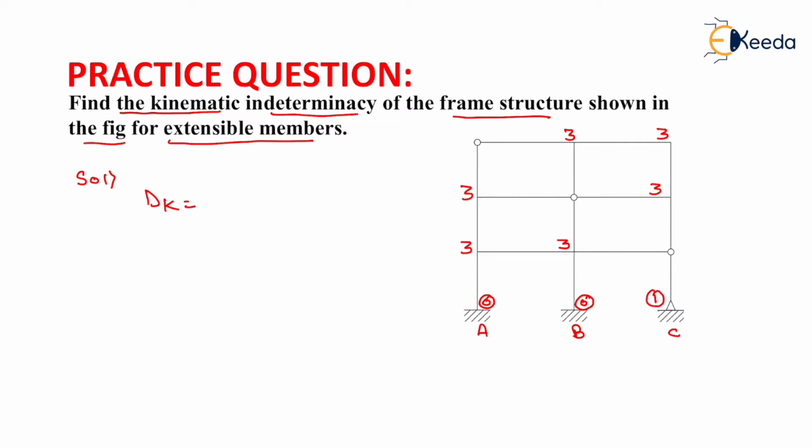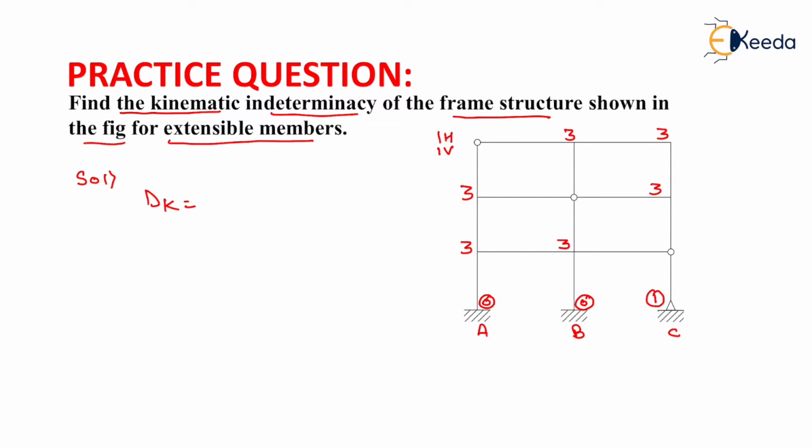Now, at internal hinges, if an internal hinge is not there, then there will be three possible movements, that is one horizontal displacement, one vertical displacement and one rotation. Due to the presence of an internal hinge, we have more rotations. How many rotations will be present at each internal hinge? The number of rotations will be equal to the number of members connecting at that internal hinge.